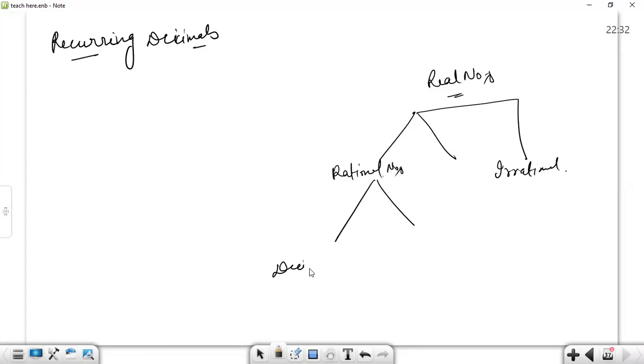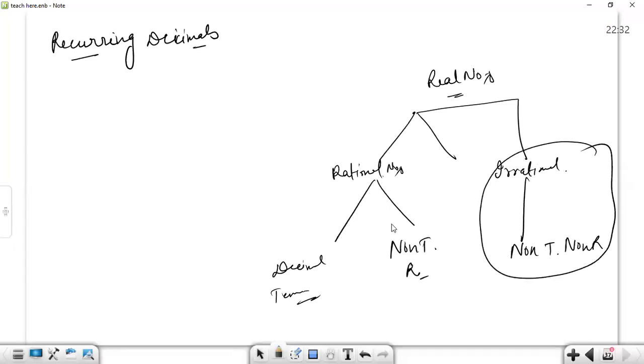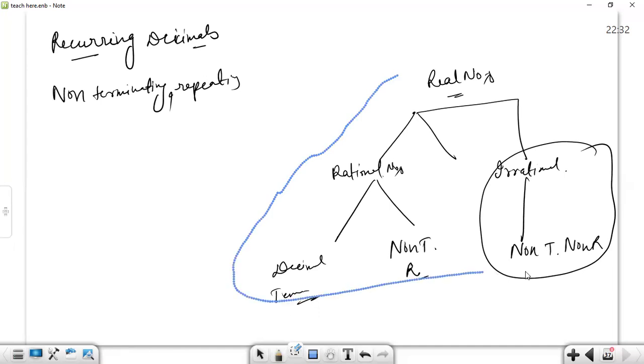There are some terminating decimal numbers, and there are some non-terminating but repeating decimal numbers. And there are some non-terminating, non-repeating decimal numbers, and they are irrational numbers. Today we are going to discuss non-terminating decimal numbers which are not just getting terminated, but they are repeating numbers. They have some repetition in them. Clear? Any doubts about real numbers, rational numbers, and what is irrational, what is non-terminating, what is non-repeating?